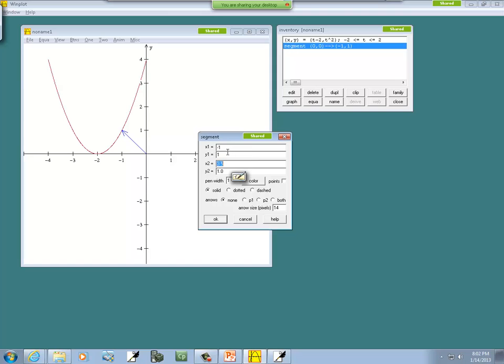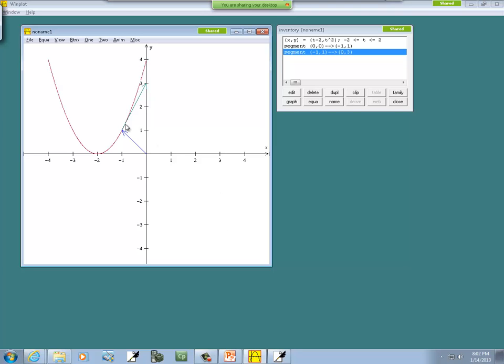Now this is based upon where it left off. So we're at negative 1, we go right 1. Negative 1 plus 1 gives us 0, so x2 is 0. And we're going to go up 2. And we're at y is equal to 1 now, so 1 plus 2 gives us 3. So it'll be 0, 3. Now I'll do an arrow on P2 and click OK. You see the arrow going over here.